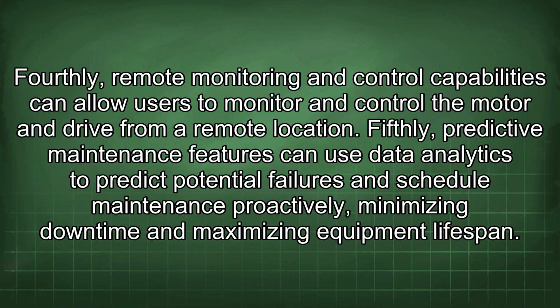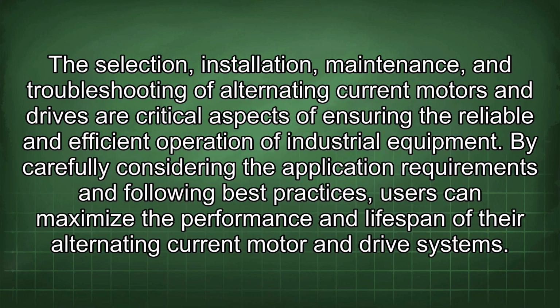Fourthly, remote monitoring and control capabilities can allow users to monitor and control the motor and drive from a remote location. Fifthly, predictive maintenance features can use data analytics to predict potential failures and schedule maintenance proactively, minimizing downtime and maximizing equipment lifespan. The selection, installation, maintenance, and troubleshooting of alternating current motors and drives are critical aspects of ensuring the reliable and efficient operation of industrial equipment. By carefully considering the application requirements and following best practices, users can maximize the performance and lifespan of their alternating current motor and drive systems.